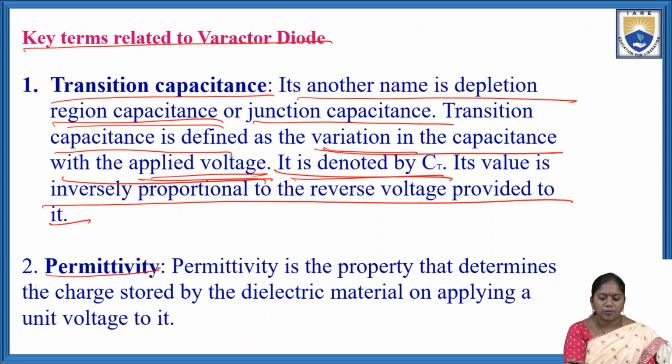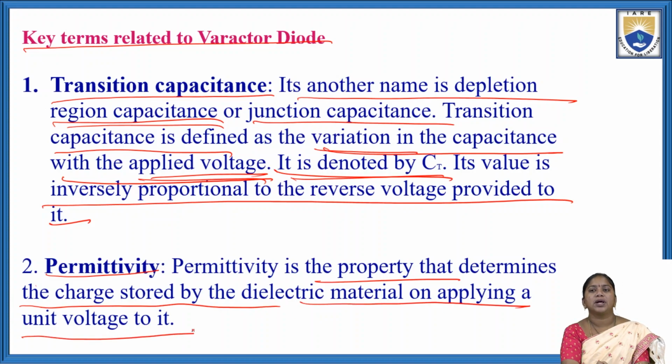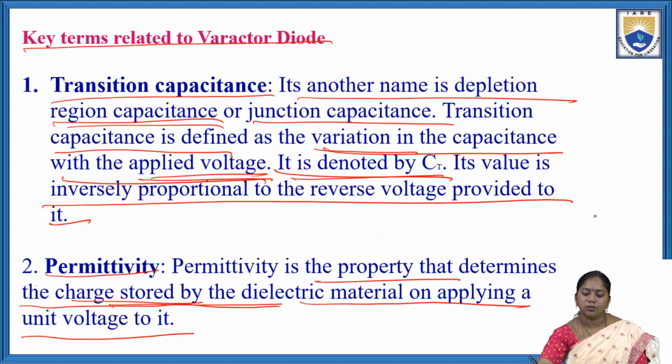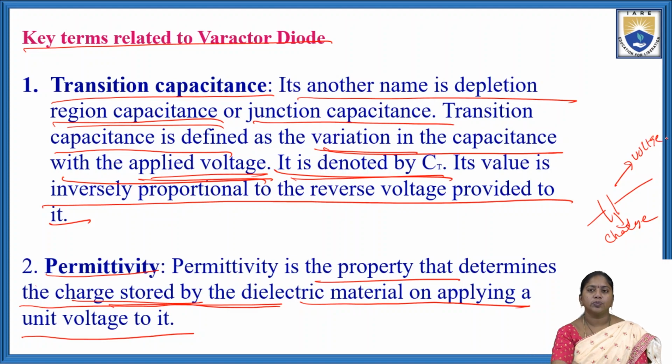Second one is the permittivity. Permittivity is the property that determines the charge stored by the dielectric material on applying unit voltage. For example, this is a dielectric material, so the charge is stored in the dielectric material on applying the voltage.